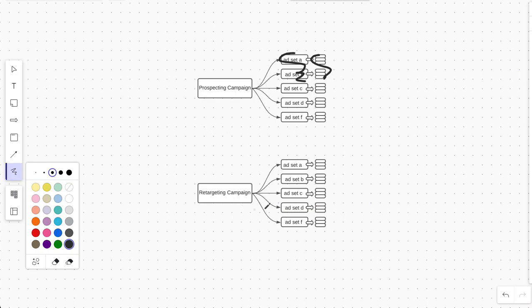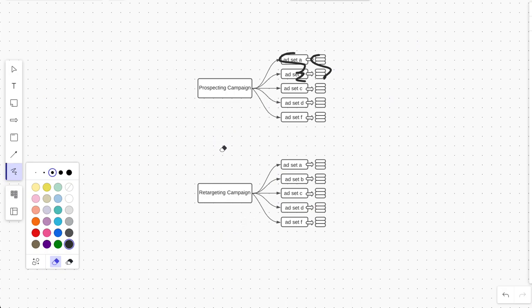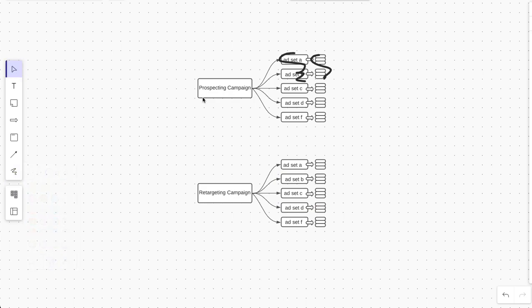The reason is because you need the prospecting campaign up and running, or this basically has no use. If you don't have a prospecting campaign first, then this is basically a no-go. So it doesn't even matter. That's why I would definitely recommend that you have your prospecting campaign set up and then worry about your retargeting.